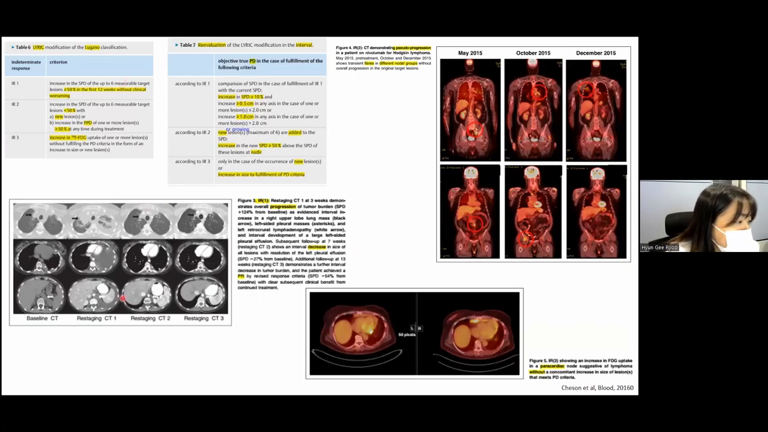As you can see in this figure, this patient had an increase of these lung lesions after the immunotherapy, but after the restaging workup, this lesion decreased. So actually this patient did not have progressive disease. And also in this figure, this patient also showed pseudoprogression of the lesion, because there was a new lesion in the mediastinum, but it disappeared. This patient was also classified into the intermediate response, but actually this lesion also disappeared. So this slide shows images of pseudoprogression of lymphomas.